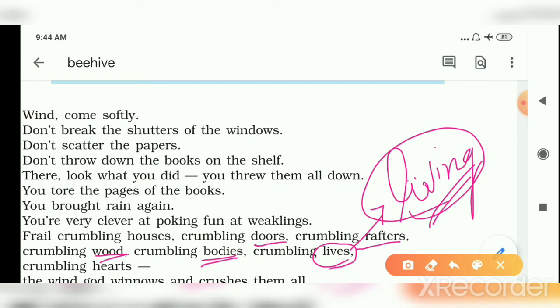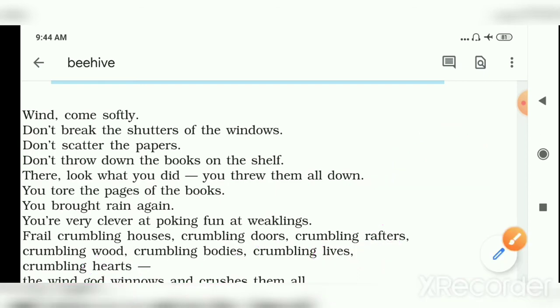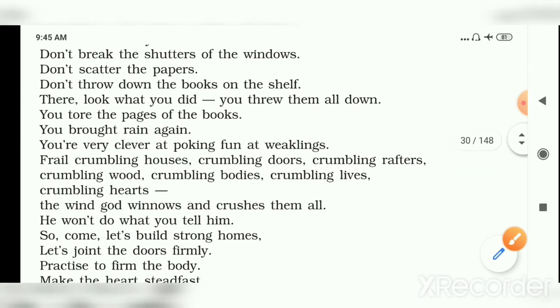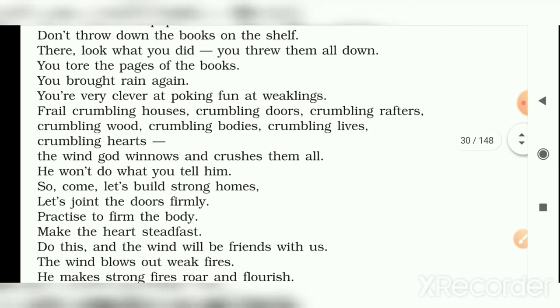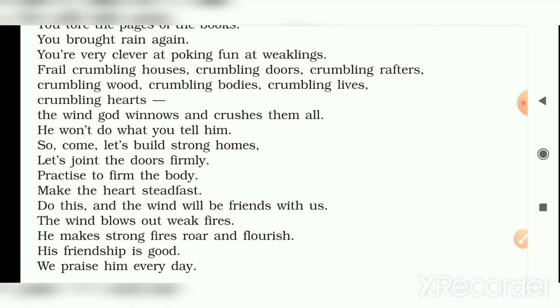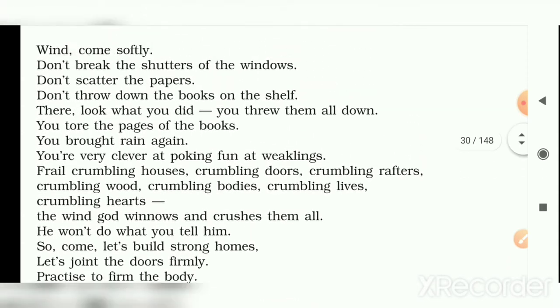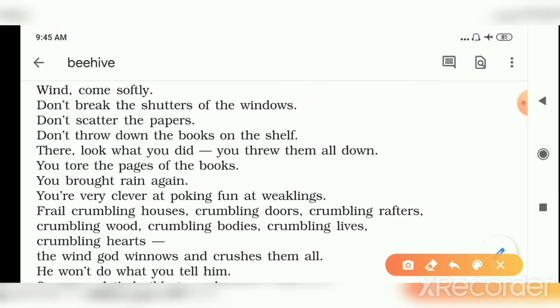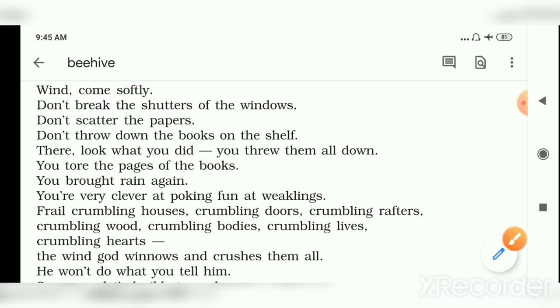Whatsoever it is, one more thing is there, and that is you are crumbling the heart. You see, we live our life with our heart, and that heart also you crumble very easily. You should not do this. And so in the first line itself, the poet says, wind, come. But come softly, tenderly, with less speed.